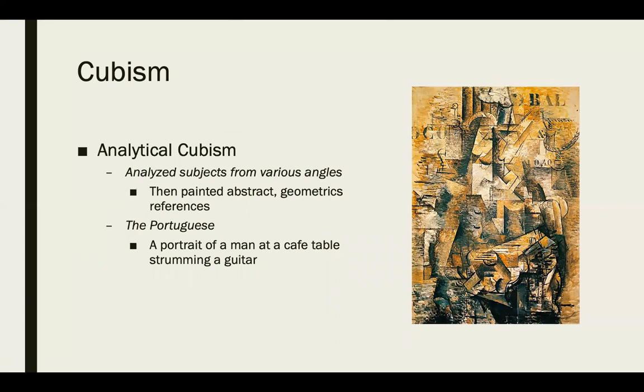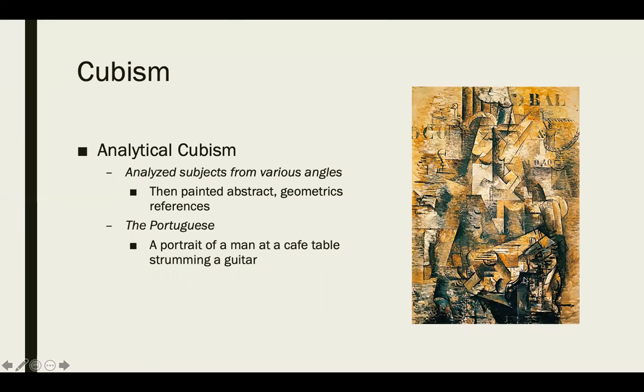Now, analytical cubism is a little bit different than our overhead term of cubism. It's when we analyze subjects from various angles and then overlap them on top of one another and then paint the abstract geometric references. So this is called The Portuguese. It's a portrait of a man at a cafe table strumming a guitar.